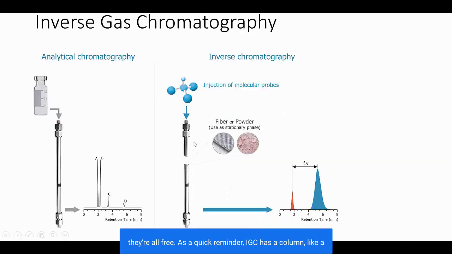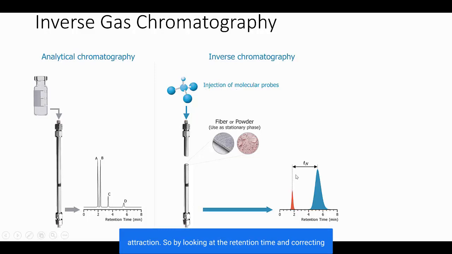As a quick reminder, IGC has a column, like a GC column, and in this case we've got it packed with an inert support, and around that inert support is a polymer or oligomer or excipient, something we want to measure the Hansen solubility parameters of. We inject a set of probe molecules and we measure how long each molecule takes to get through. Molecules which have a great attraction for the material on the support will take a much longer time to come out, other things being equal, than molecules with a low attraction.